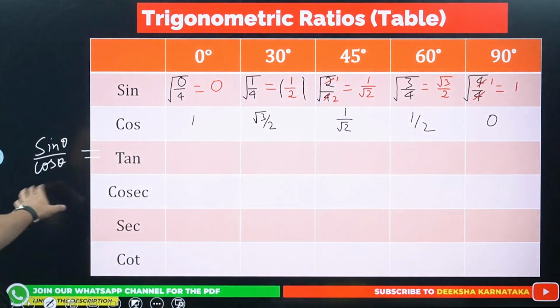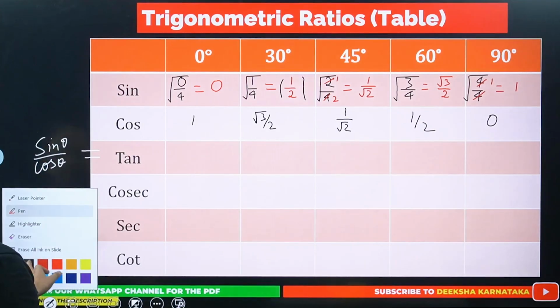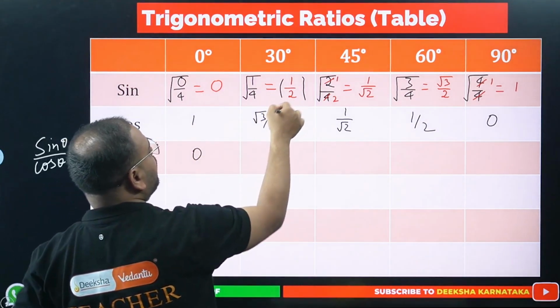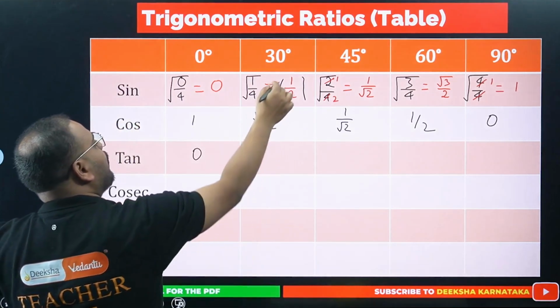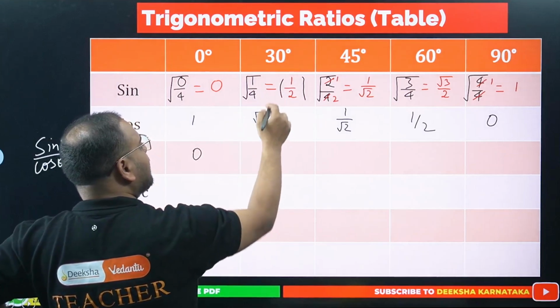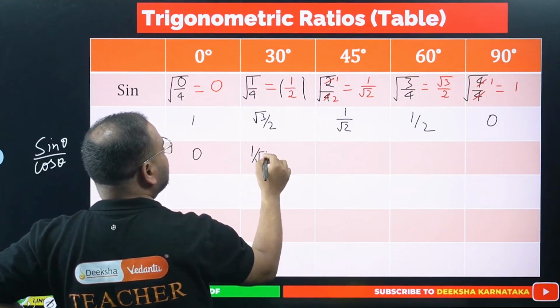Sine theta by cos theta equals tan theta. So this will be 0 by 1, so 0. Then 1 by 2 over root 3 by 2. Check. 1 by 2 over root 3 by 2, so the 2s cancel each other and I'll have 1 by root 3.